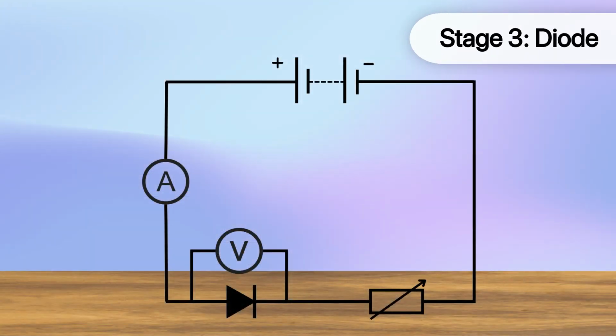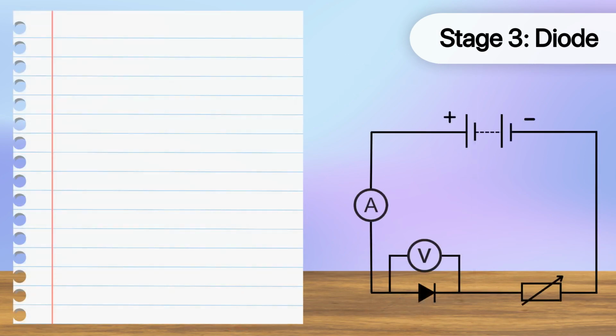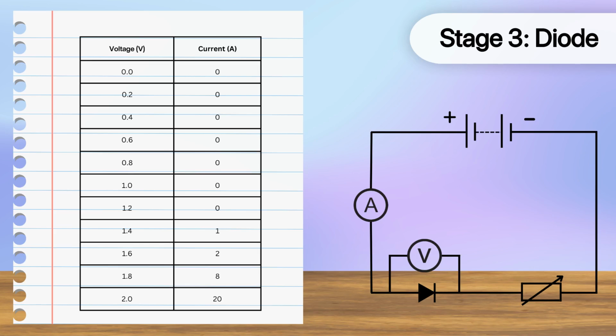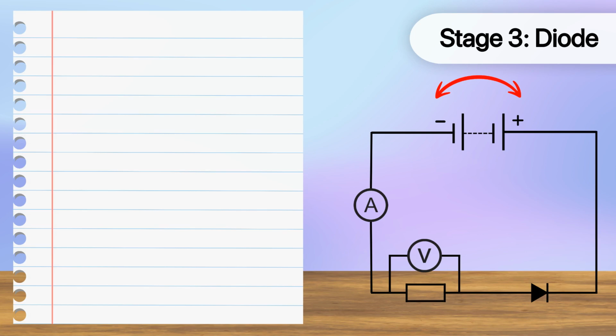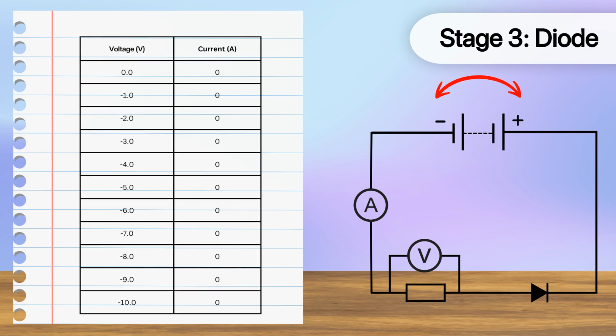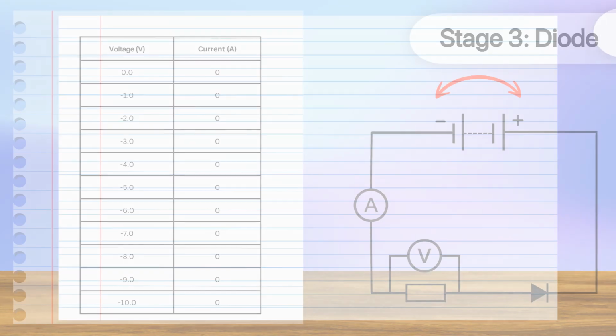Finally, replace the filament bulb with a diode. Repeat the process by turning the power supply on, adjusting the variable resistor, and recording the voltage and current as they change. Once done, switch the connections at the power supply and take the negative readings for the voltmeter and ammeter. Well done on completing the experiment.